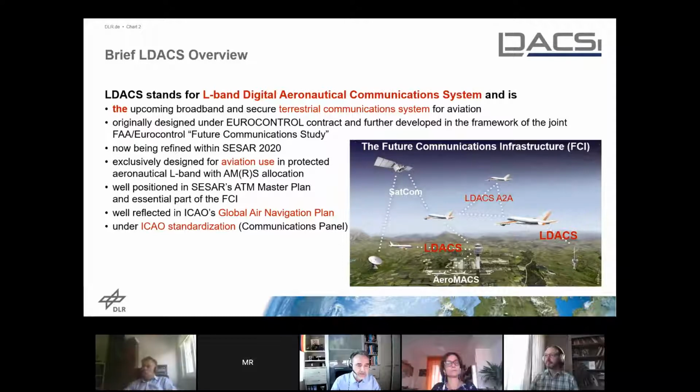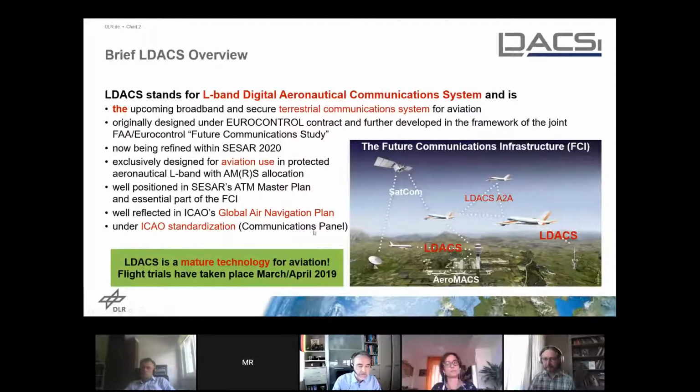It's important to note that LDACS is exclusively designed for aviation use in the protected aeronautical L-band with AMRS allocation. LDACS, as was already mentioned by Goretti, is already well positioned in SESAR's ATM master plan, and is an essential part of the future communications infrastructure, and is also well reflected in ICAO's Global Air Navigation Plan. Currently, LDACS is under ICAO standardization within the communications panel. And with that, LDACS is not a fancy future research project. LDACS is a mature technology for aviation, and we have already performed first flight trials in March and April 2019.